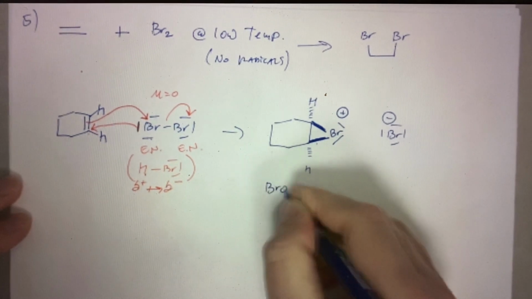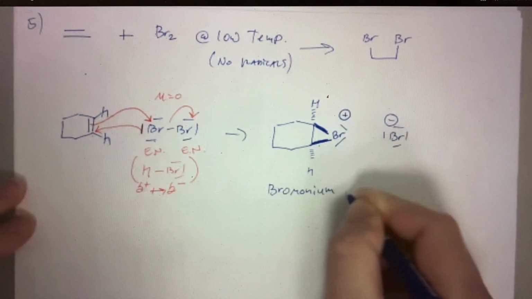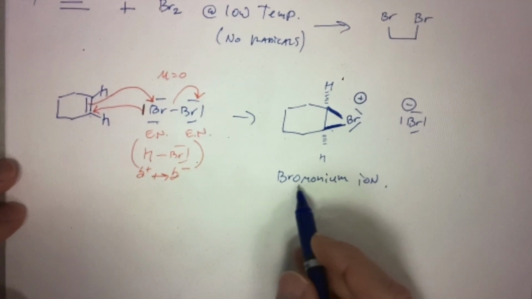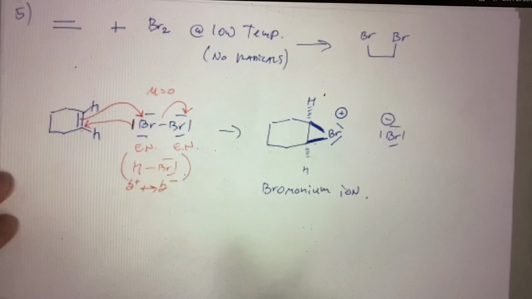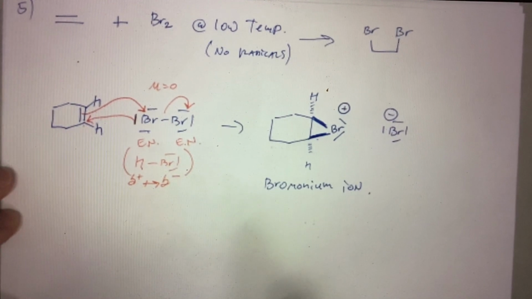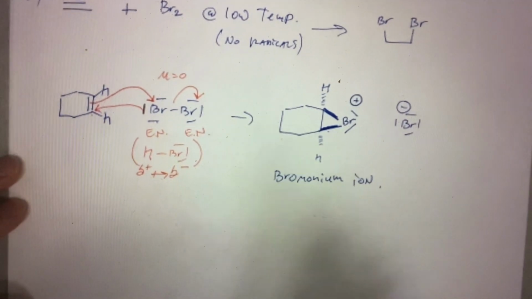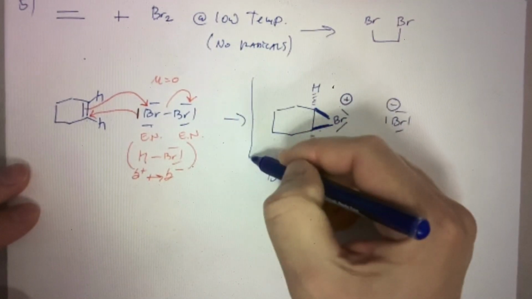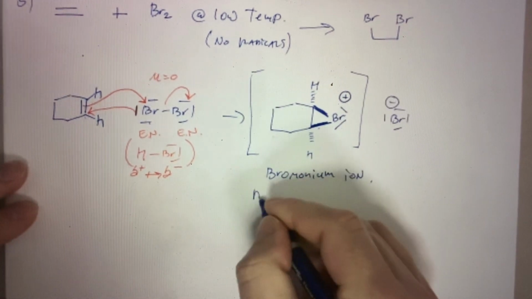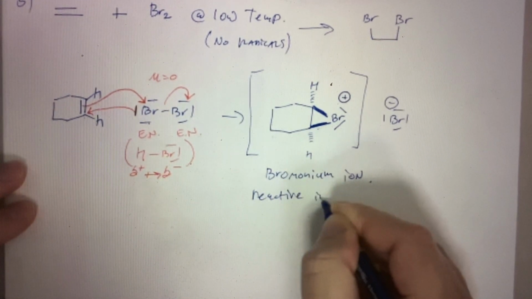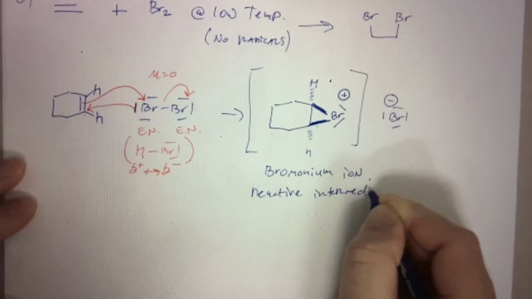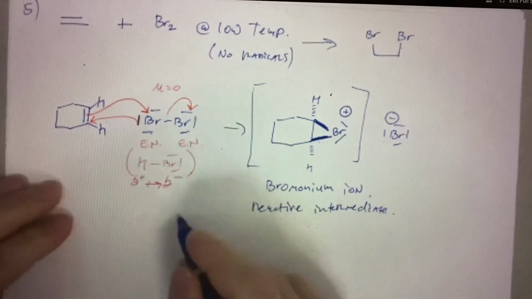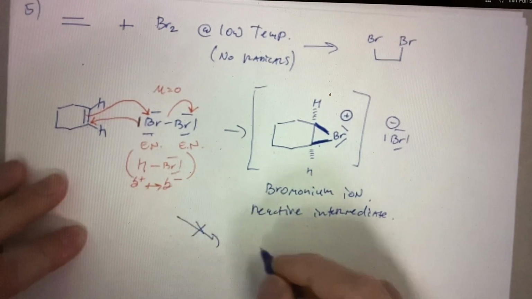This is called a bromonium ion. Just like oxonium ion. Oxygen with plus charge, oxonium ion. Bromine with plus charge, bromonium ion. Carbon with plus charge, carbocation. It's not quite called the same, but it's a close combination. This species is a reactive intermediate. We don't actually make a carbocation here, so this doesn't happen.